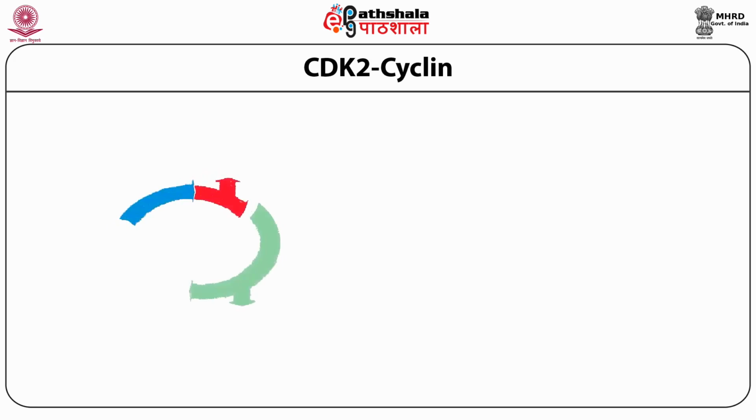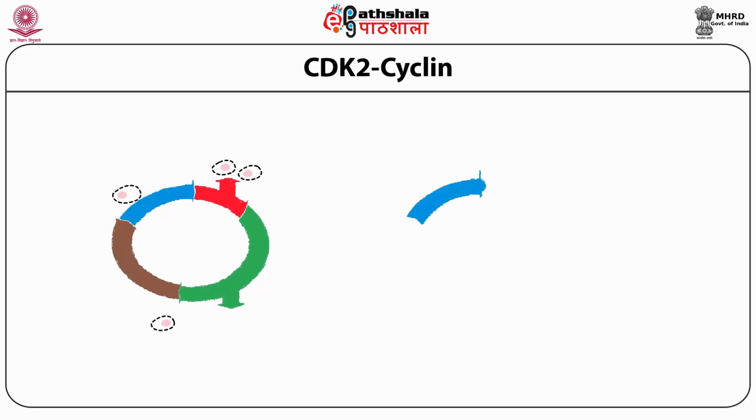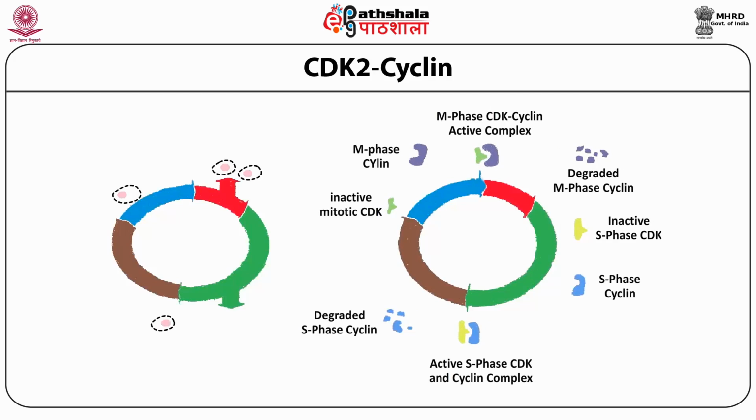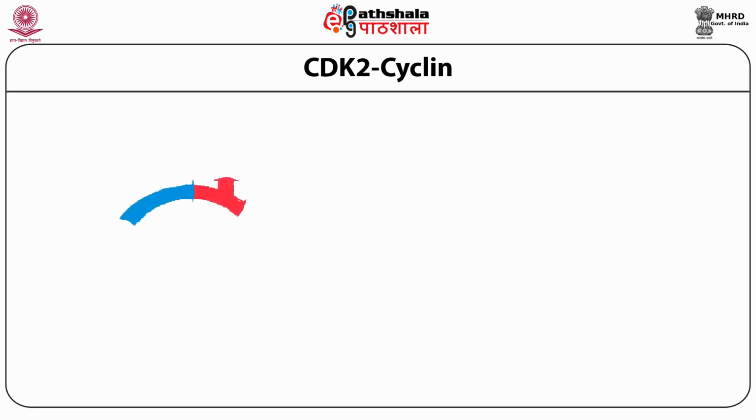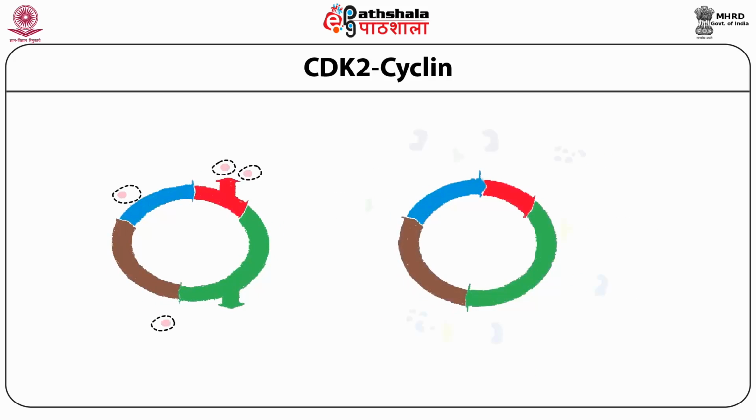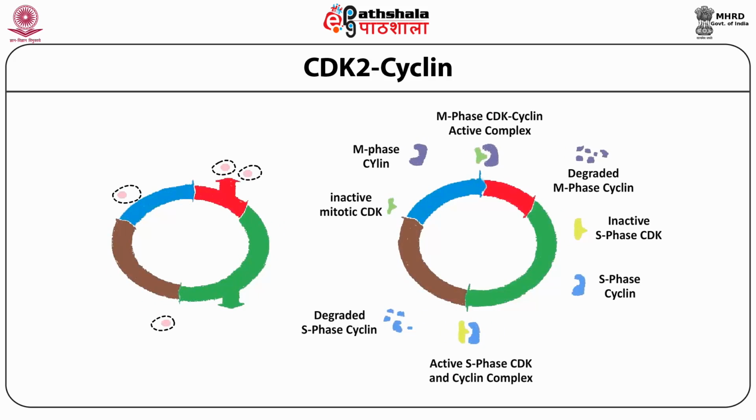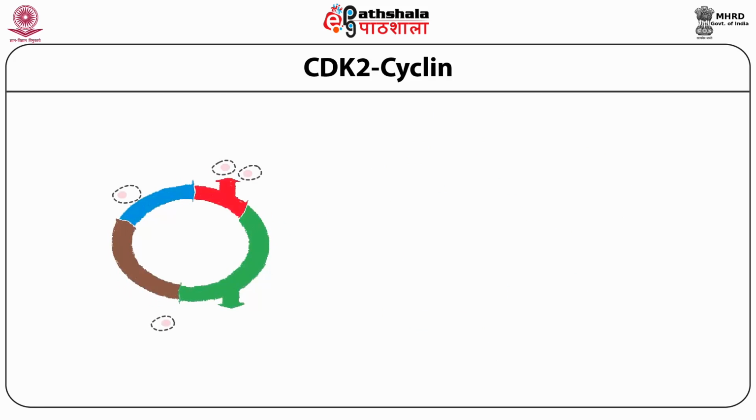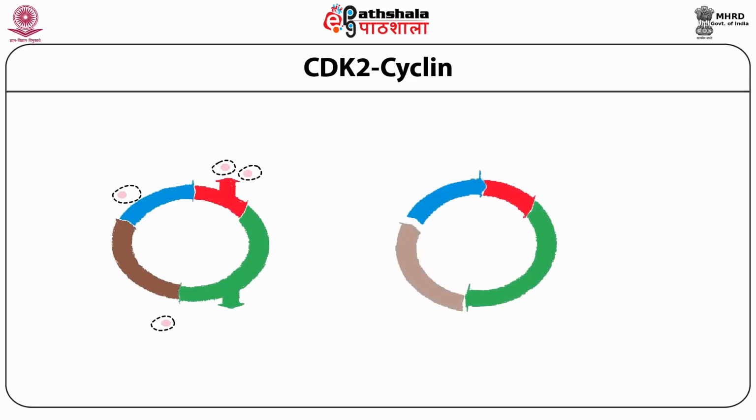Here you can see the cell cycle. Most of you know the cell cycle very well. The G1 phase, S phase, G2 phase and M phase give the 4 phases of the cell cycle. Now this is regulated by cyclin and cyclin dependent kinases.